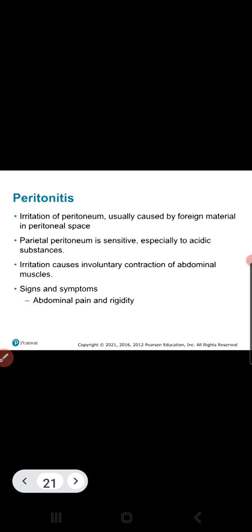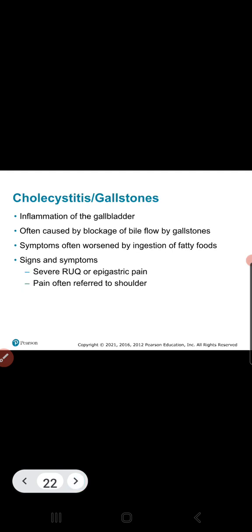So, peritonitis, which is irritation of the peritoneum, usually caused by foreign material in peritoneal space. Parietal peritoneum is sensitive, especially to acidic substances. Irritation causes involuntary contractions of abdominal muscles. And signs and symptoms is abdominal pain and rigidity. So when you push on somebody and their stomach doesn't go in, that's when we've got rigidity.